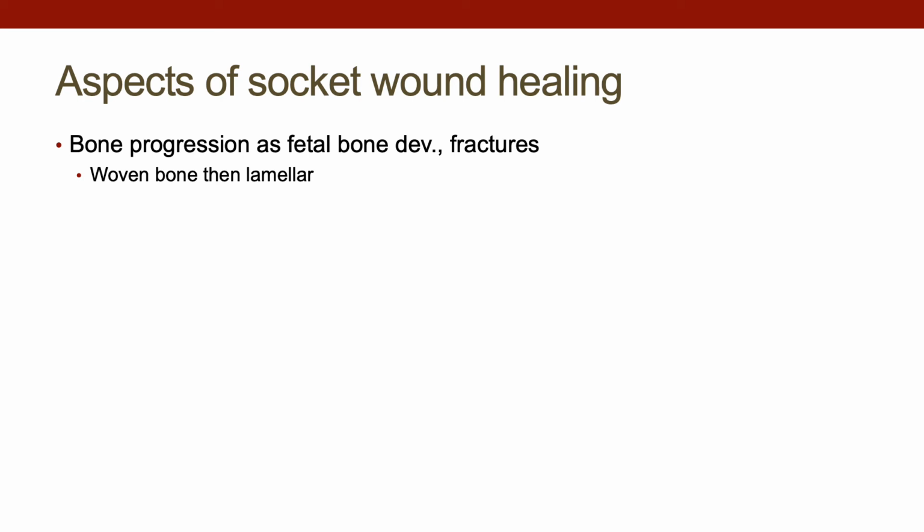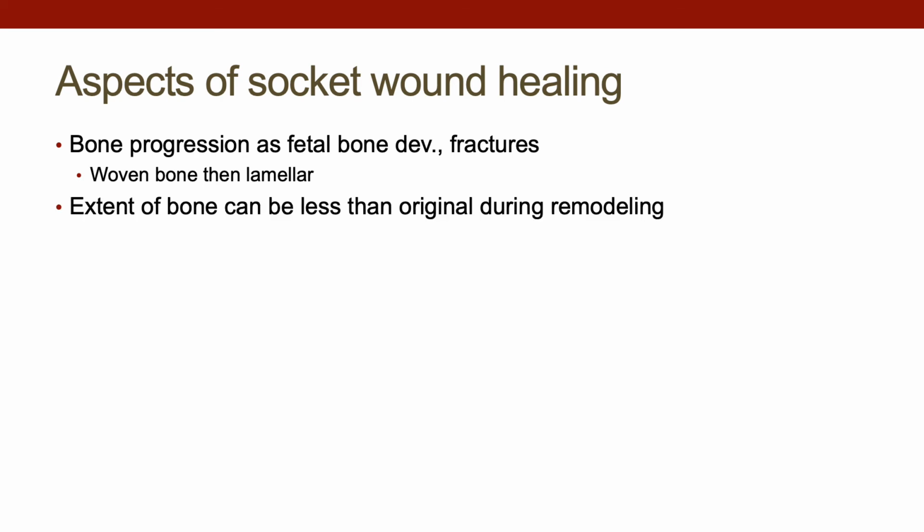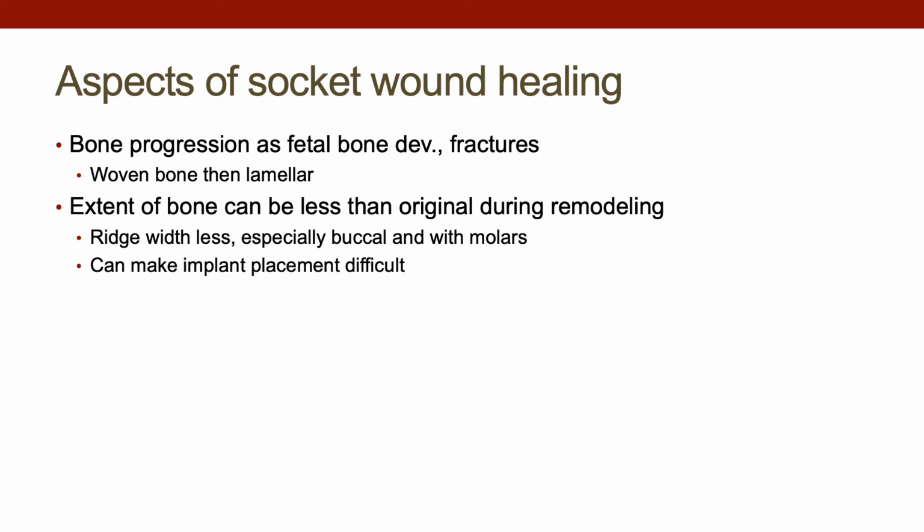So what happens during socket wound healing? The bone progression works as it does for fetal bone development and for fractures, which is this progression from woven bone to lamellar bone. The extent of bone can be less than the original, as is shown in that picture. And the ridge width especially can be less, especially for the buccal side and with molars, where the ridge width becomes a problem. It can make implant placement difficult if you wait for the extraction to heal before placing the implant.